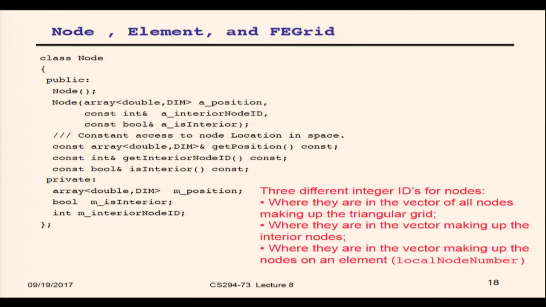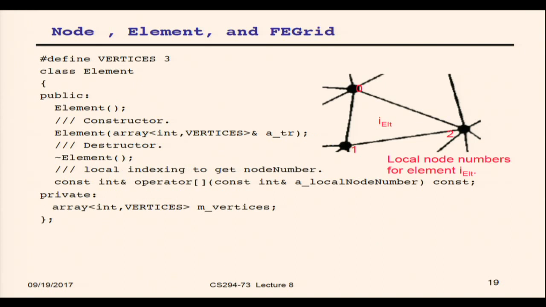There are different integer IDs for nodes. One of them is, where are they in the vector of all nodes making up the triangular grid? Where are they in the vector making up the interior nodes? And where are they in a vector making up the nodes on an element? You'll see that one in a minute. This one is not part of the data representation of node. That's part of element. And here we are at element. So what's an element? Public interface, it's a class.